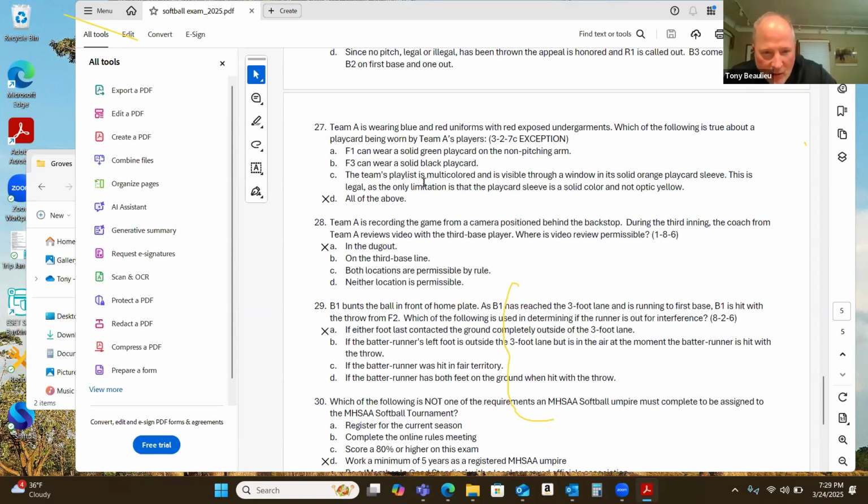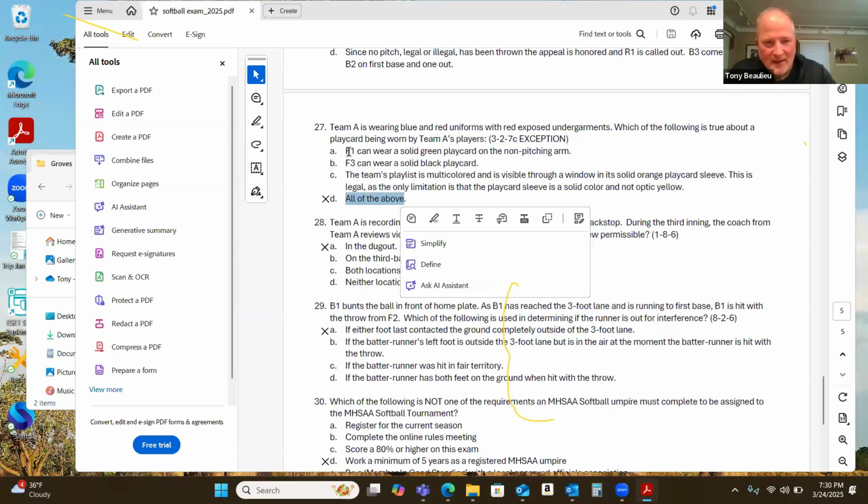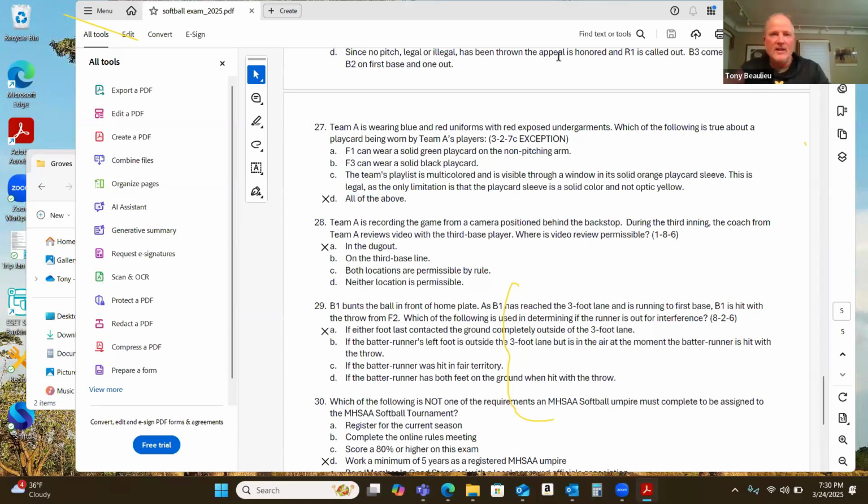This is legal, as the only limitation is that the play card sleeve is a solid color and not optic yellow. So basically the paper doesn't really matter. It's the sleeve that surrounds it. So all of the above are legal. And I can't stress this enough. Don't look for trouble if none is to be found.